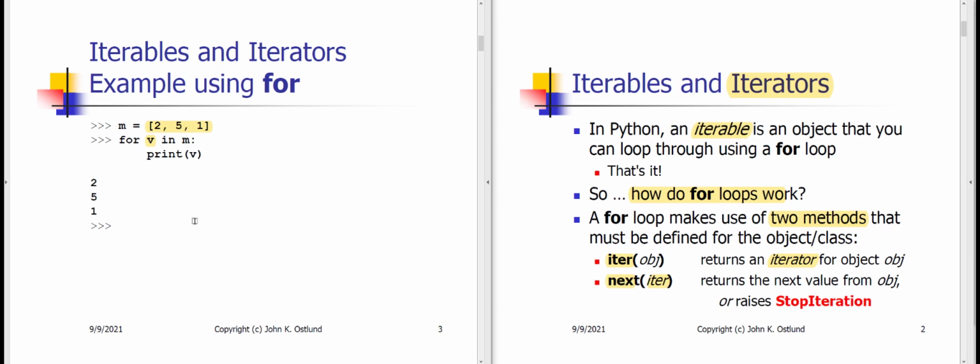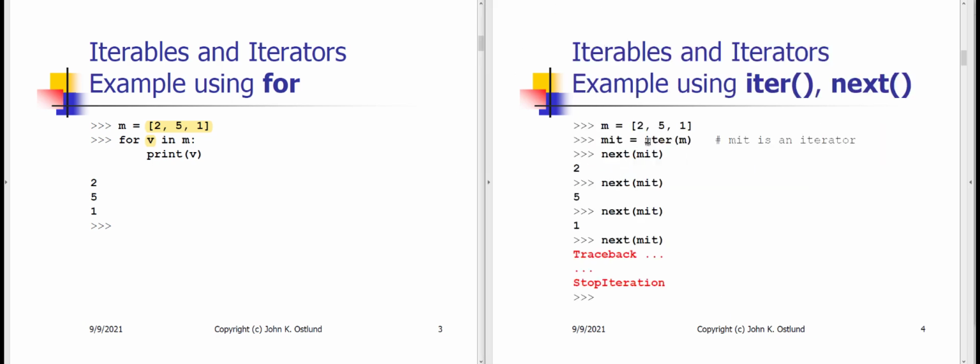But how does this actually work under the covers? Well, under the covers, when the for loop is executed, internally the for loop invokes this iter function on the list object m. And the iter function returns an iterator object, which I'm uncleverly calling m iterator, or mit. And then each time the for loop steps through to the next value, it literally uses this method next on the iterator, which returns the next value from the list.